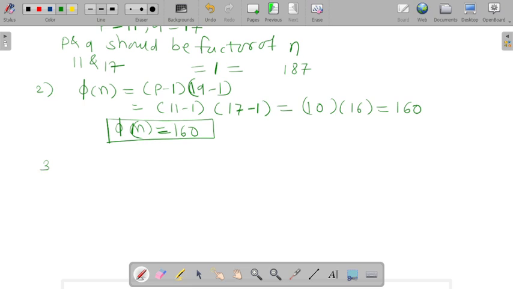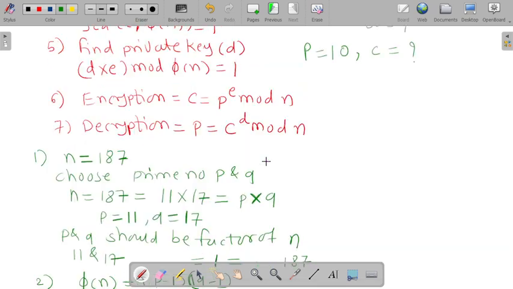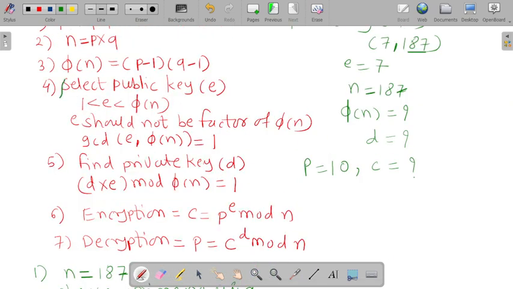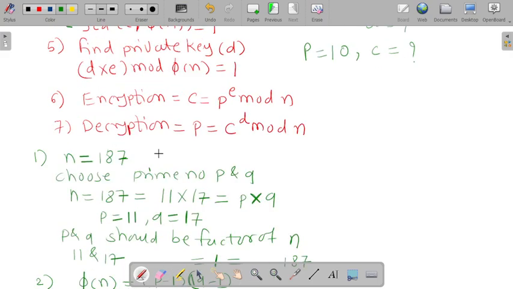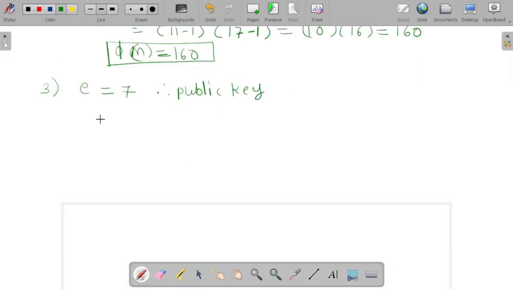So now the third step is we have to find the value of our E. E is already given, that is, the value of E is equal to 7. This is our public key. So if we are writing all the statements again in our solved example, we have to show that these three rules will be applicable, that is, 1 less than E less than phi of n, means 1 less than 7 less than 160. That is true.